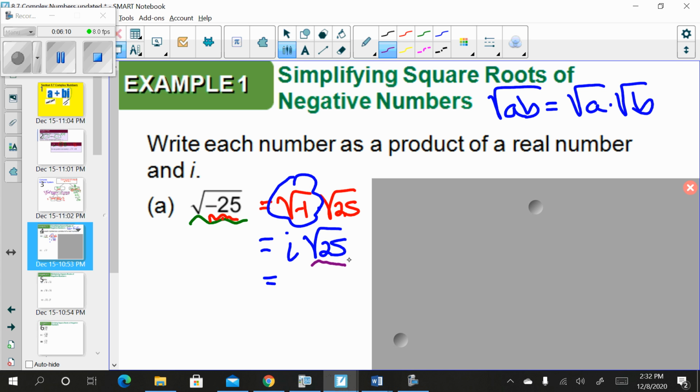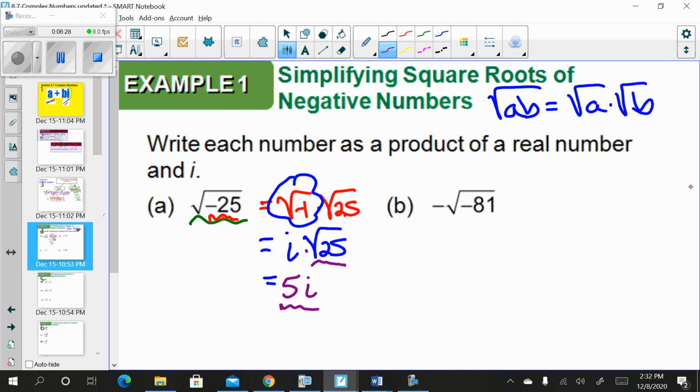Square root of 25 is 5. Now, instead of writing i times 5, which would be awkward for people to say, we will probably write that coefficient part first. So 5i. So I can actually simplify this, and it's going to be an imaginary unit. So when we think about what's happening, we take that negative out of there. Let's talk about the next one.